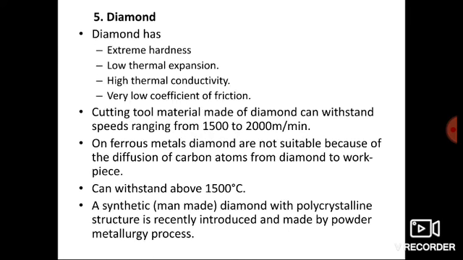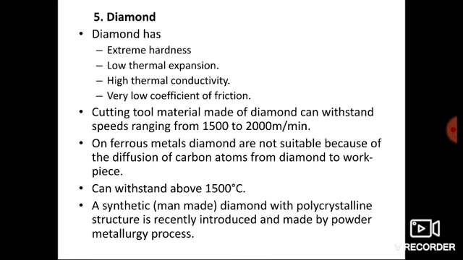And the last material is diamond. Even a cutting tool can be made of diamond, which is very costly. It has extreme hardness, low thermal expansion, high thermal conductivity and very low coefficient of friction. These are very important properties of diamond.